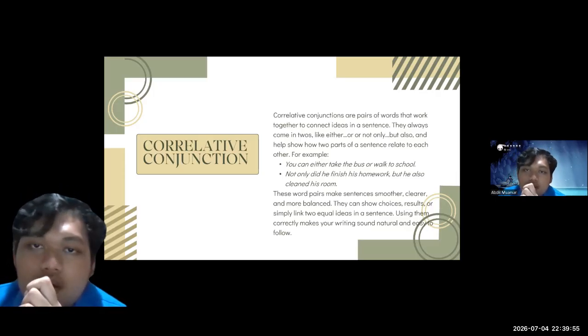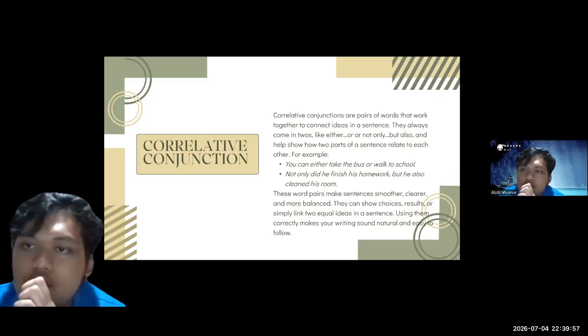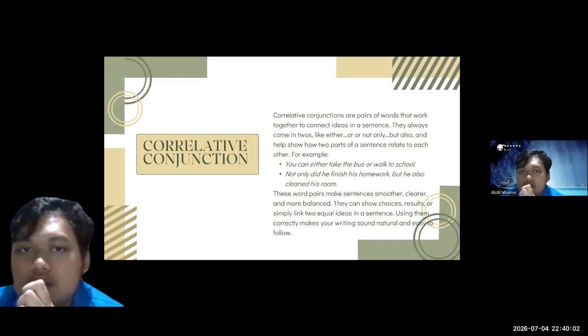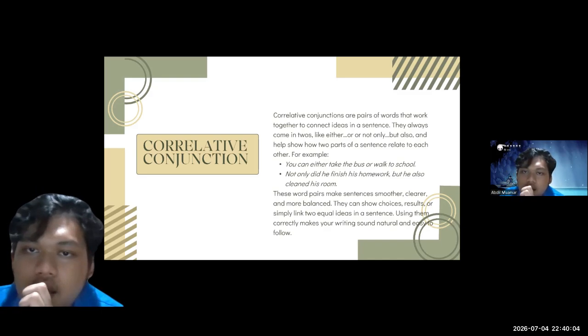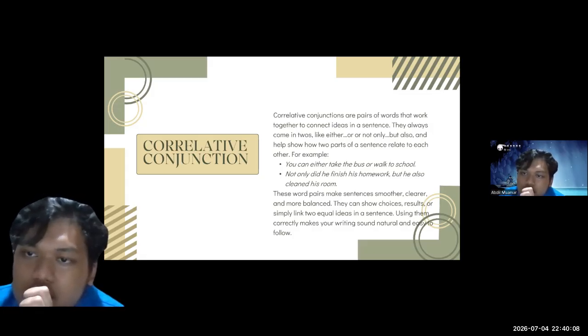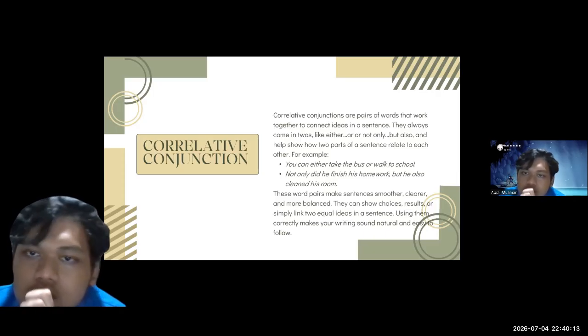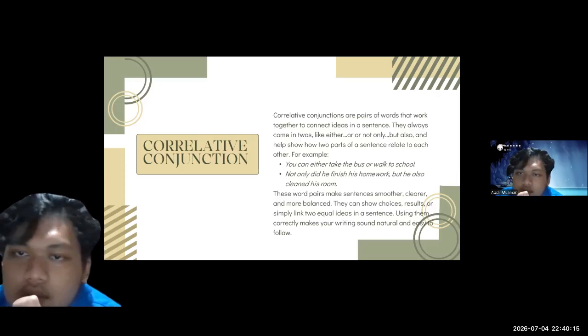Next is correlative conjunction. Correlative conjunctions are pairs of words that work together to connect ideas in a sentence. They always come in pairs like either, or, not only, but also, and they help show how two parts of a sentence relate to each other.